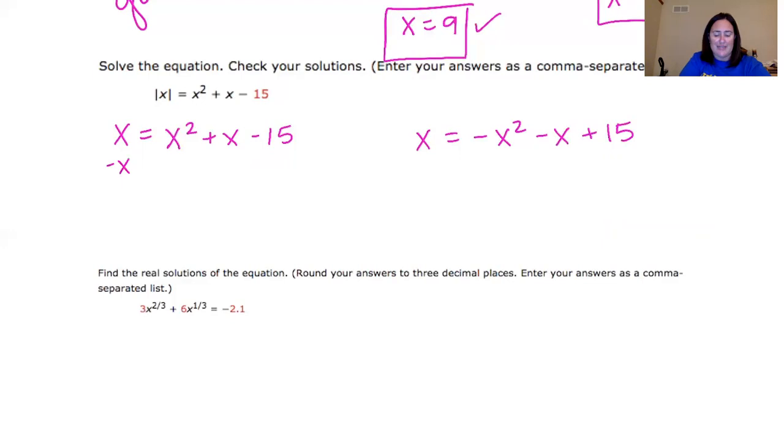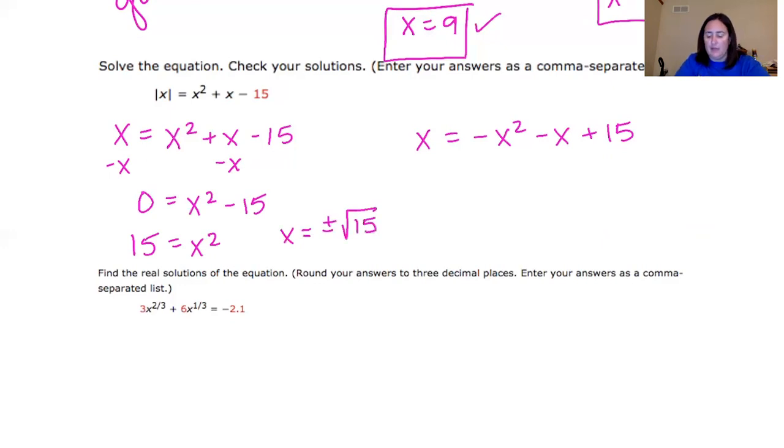So I'm going to subtract x on both of these. So I'd have 0 equals x squared minus 15. Add the 15 to the other side, we have x squared equals 15. So x would equal plus or minus the square root of 15.